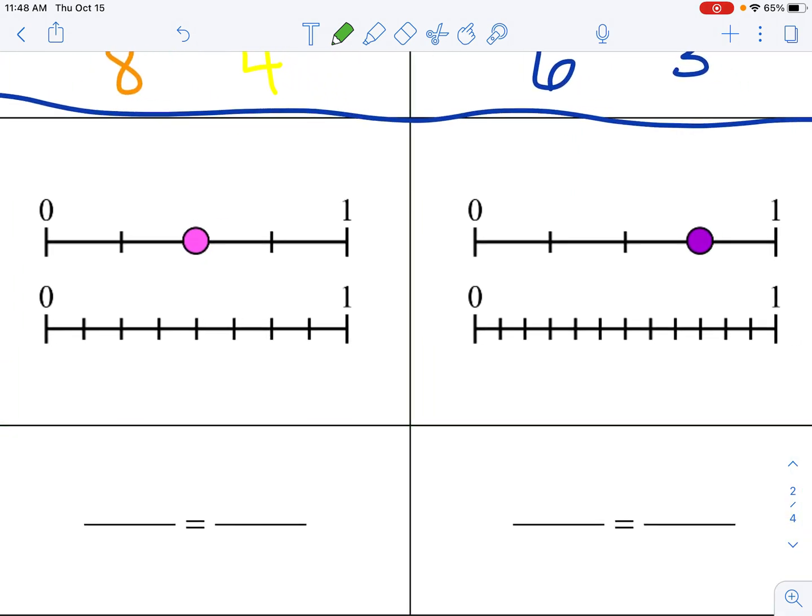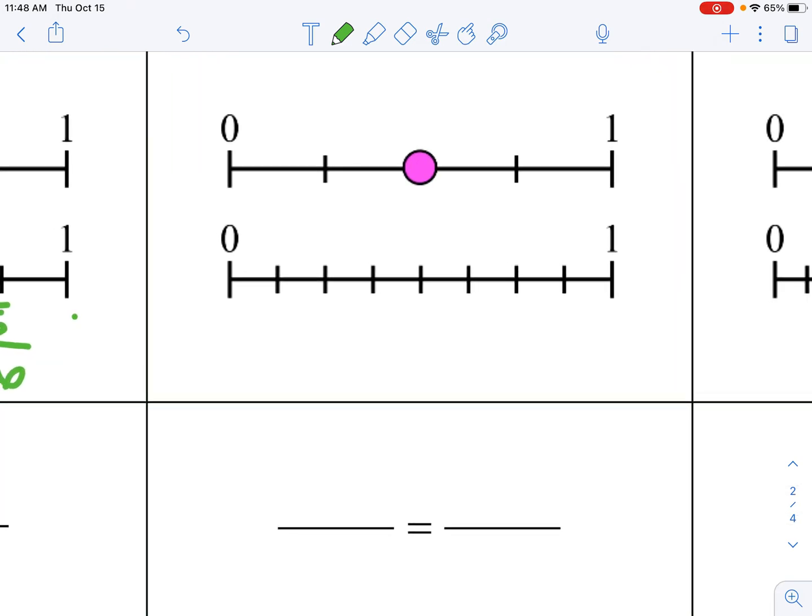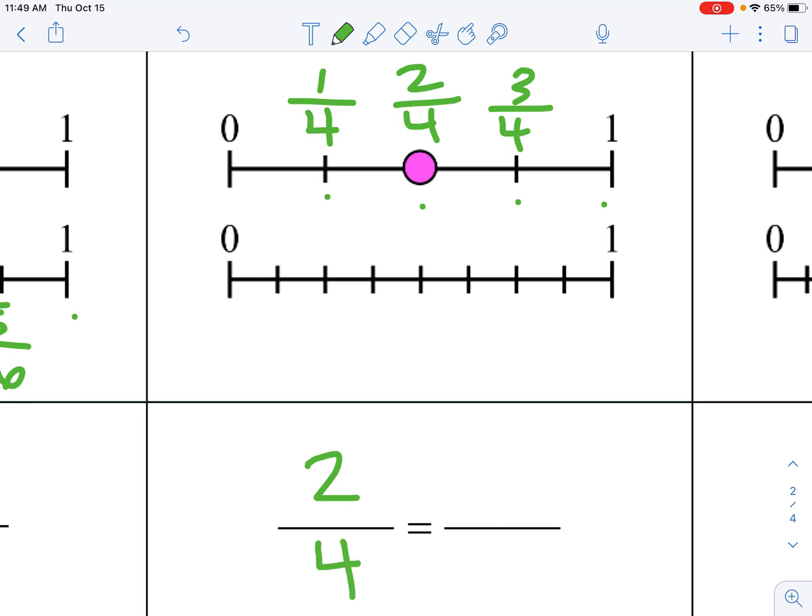Alright, the last two we need to actually fill out both of the fractions. So let's look at the first one. Alright, I'm going to count how many lines I have. I have 1 line, 2 lines, 3 lines, 4 lines. So that tells me I'm splitting this up into fourths. So I have 1/4, 2/4, 3/4, and then 1. So my first fraction is 2/4. And then I like to draw the point exactly where it is.